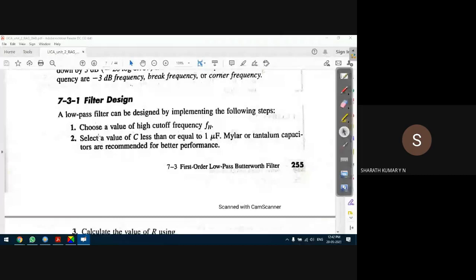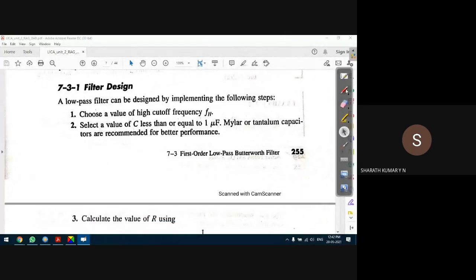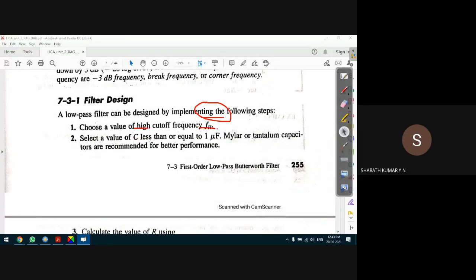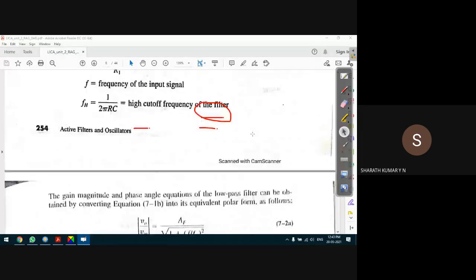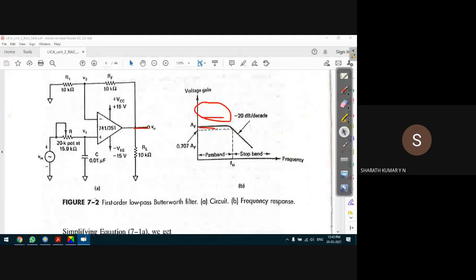How to design a low pass filter for a given value of higher cutoff frequency. First, the higher cutoff frequency is given, and for that we have to design the values of the other parameters. Select the value of C less than or equal to 1 microfarad. Usually we go for 0.1 microfarad, or less than that, 0.01 microfarad. Even in the ADC lab, you have seen the capacitor is always in microfarad. In this case, the author has taken 0.01 microfarad.